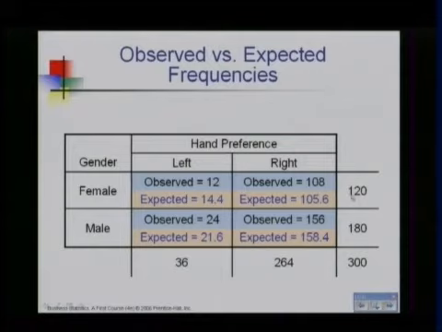Okay, here's another way to find expected values. Row total times column total divided by n. So for this cell right here, I would take 120, which is the row total for the first row, times 36, which is the column total, and divide by 300. That would give me 14.4. So if you find it easier to do it that way, feel free to use that approach. Row total times column total divided by n. For this cell over here, it would be 120 times 264 divided by 300.